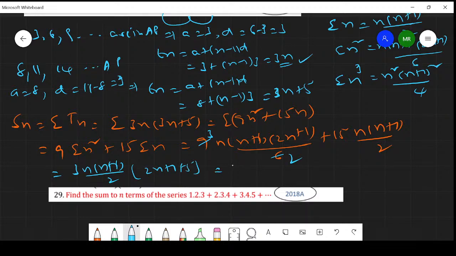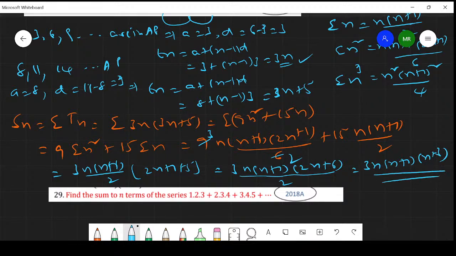So it will come 3 into n plus 1, it will be 2n plus 6 by 2, that is 2n plus 1 plus 5. Okay, I have taken 3 common. Now if you want this one again, I can eliminate 2. I can take 2 common here. This will become 3n into n plus 1 into n plus 3. This is the required result. Because you take 2 common here, you can cancel this 2. So 3n into n plus 1 into n plus 3 is the answer.